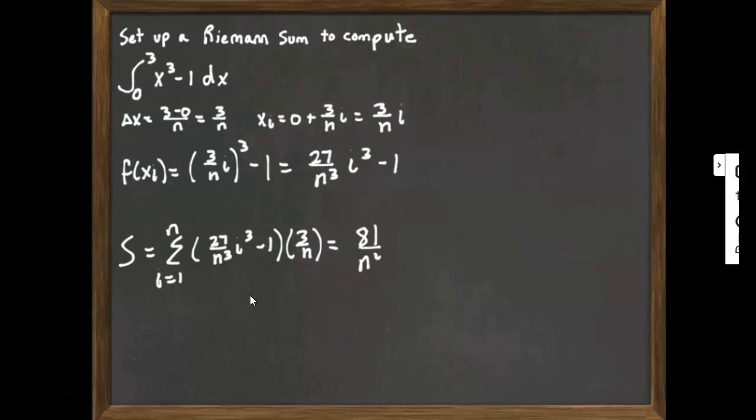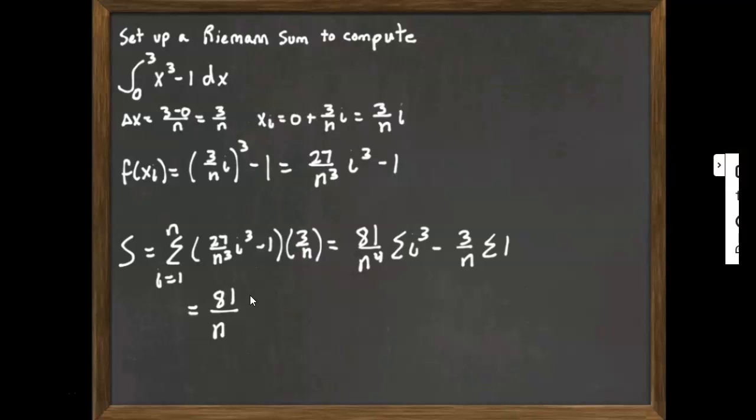So we can go ahead and actually save a little bit of writing. I'm just going to pull that out, 81 over n to the fourth, my constant part there, times the sum of the i cubes. And then also take the 3 over n times the 1. And that's just going to be 3 over n times the sum of the ones. And then we go back and pull out our formulas for the sum of the cubes and for the sum of 1. And then we just evaluate each of those things.